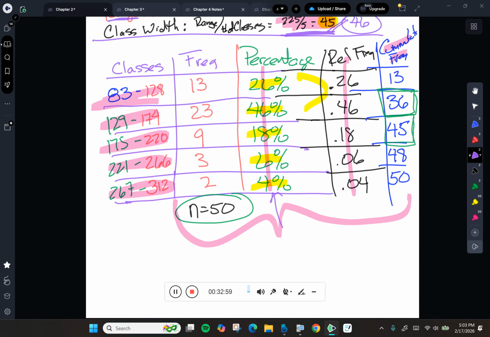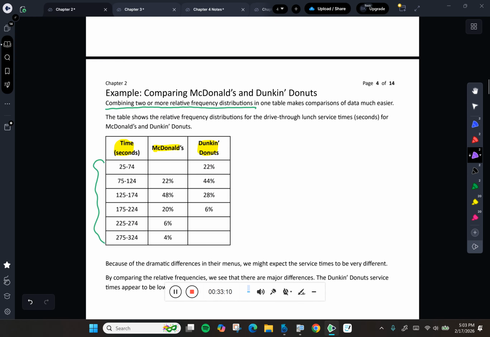Maybe percents aren't what you want to give, and you want to give a straight up relative frequency, which is just a percent not written as a percent. Or maybe you want to give a cumulative frequency. Or maybe you want to do a side-by-side one so you can compare two data sets. There's no right answer. There's no wrong answer. These are just different ways that data can be displayed. And what we're hoping is that when you're looking at the table, you can gather information more quickly.